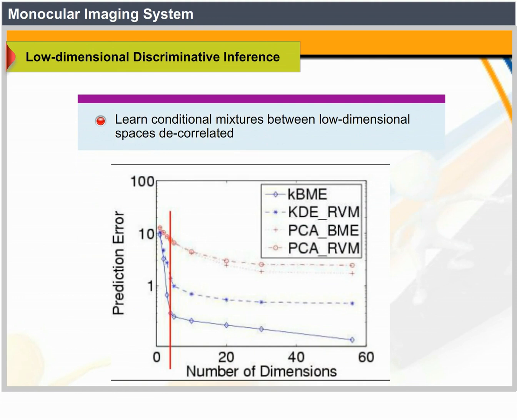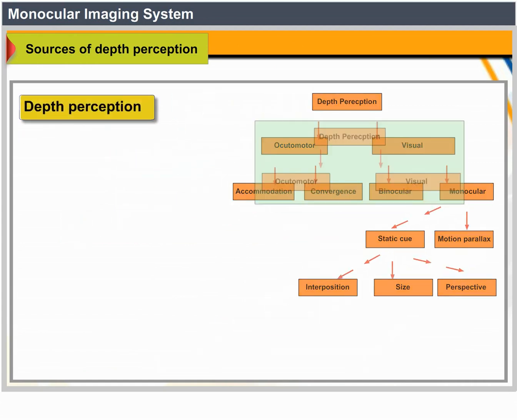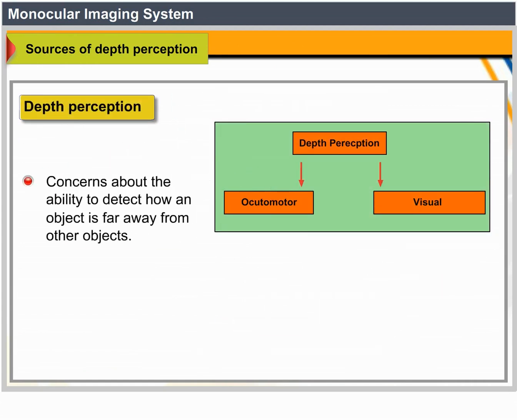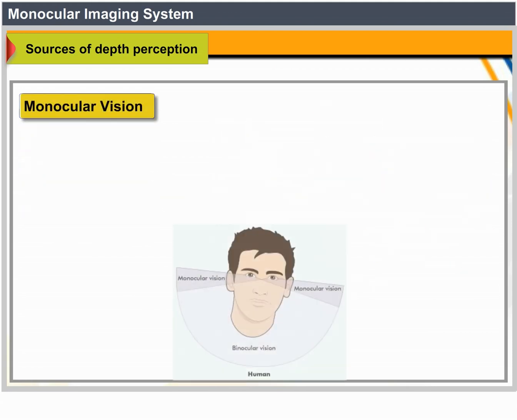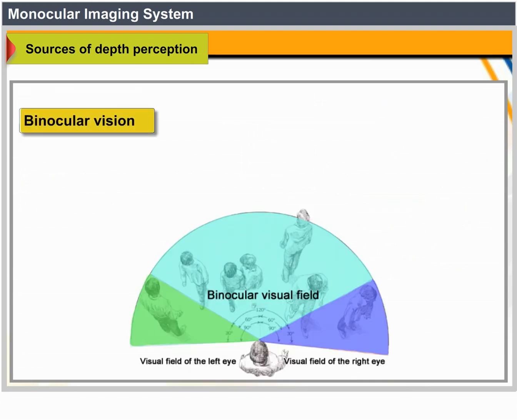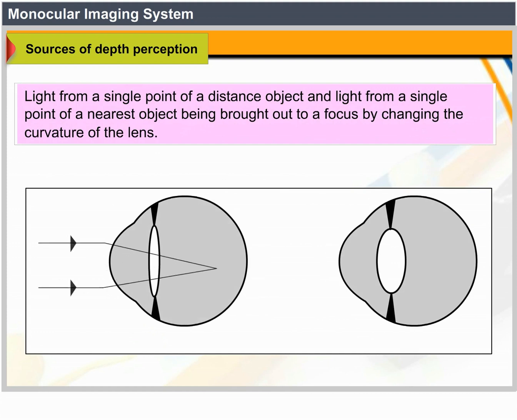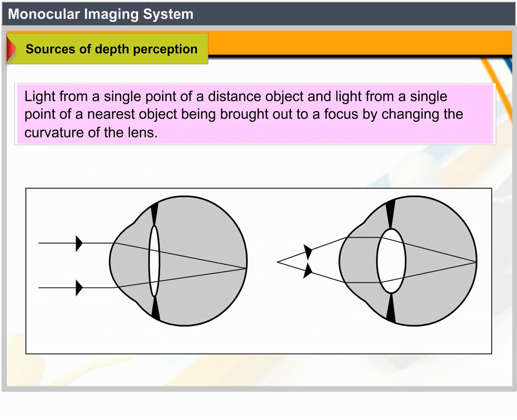Sources of depth perception. Please refer to the diagram shown on screen. Depth perception: the ability to detect how far away an object is from other objects. Monocular vision: a condition in which one eye is blind, seeing with only one eye. Binocular vision: seeing with two eyes simultaneously. Light from a single point of a distant object and light from a single point of a nearest object are brought to a focus by changing the curvature of the lens.